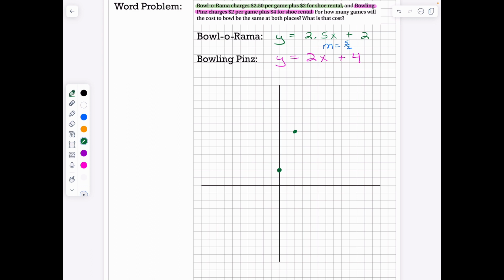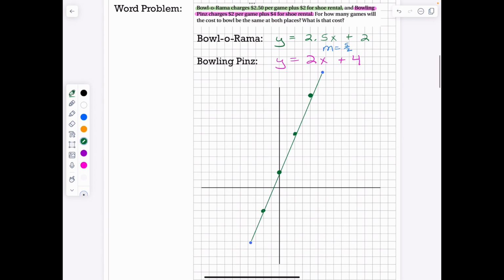And then I'm going to do that again. 1, 2, 3, 4, 5 over 2. So there's a third point. And then I'm going to go down 5 and to the left by 2. 1, 2, 3, 4, 5. 1, 2. So I've got 4 points here. The reason I'm plotting a lot of points is because I might get lucky and hit the point that both of these lines have in common. Great. So that's Bowlerama.